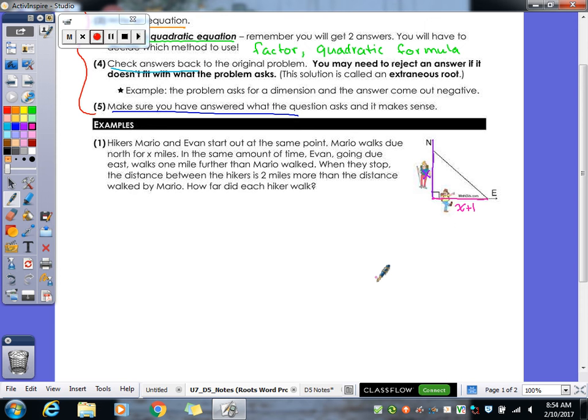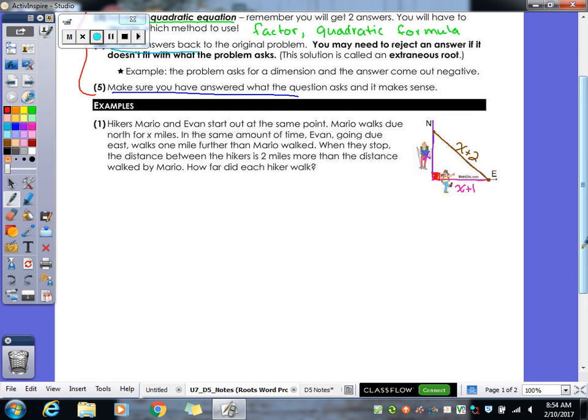When they stop, the distance between the hikers is 2 miles more than the distance walked by Mario. So that means this distance here, where Mario is and where Evan is, is Mario's distance plus 2. They want to know how far did each of the hikers walk. So what we have to keep in mind is the shape we have here is a triangle, and it's a right triangle. That's a 90-degree angle right there. So whenever we have a right triangle and you're trying to find something involving all three sides, that's our Pythagorean theorem that we talked about a couple of units ago.